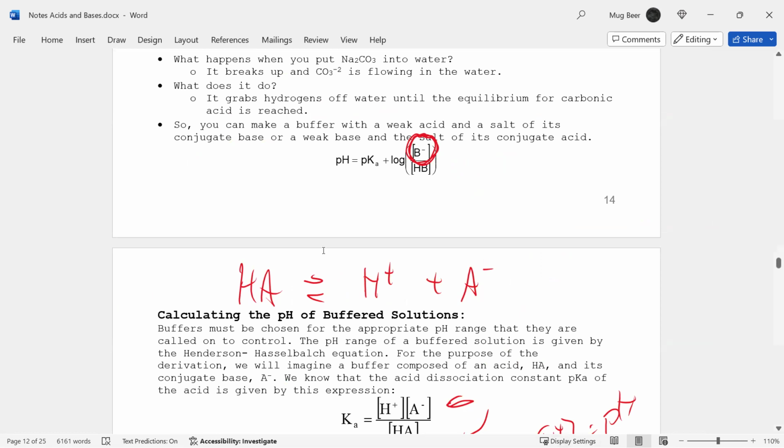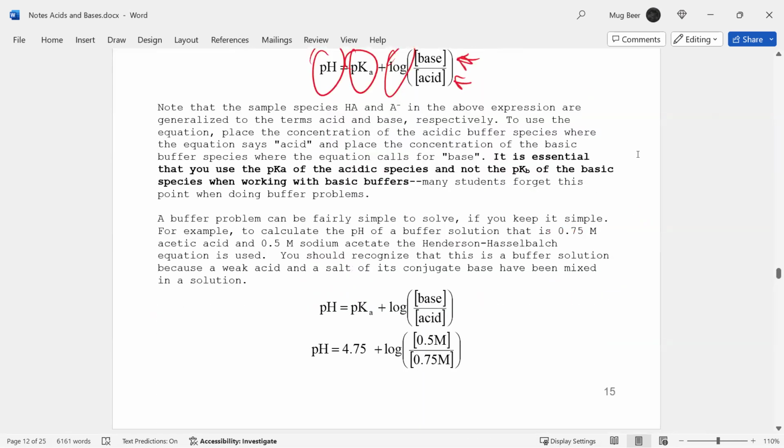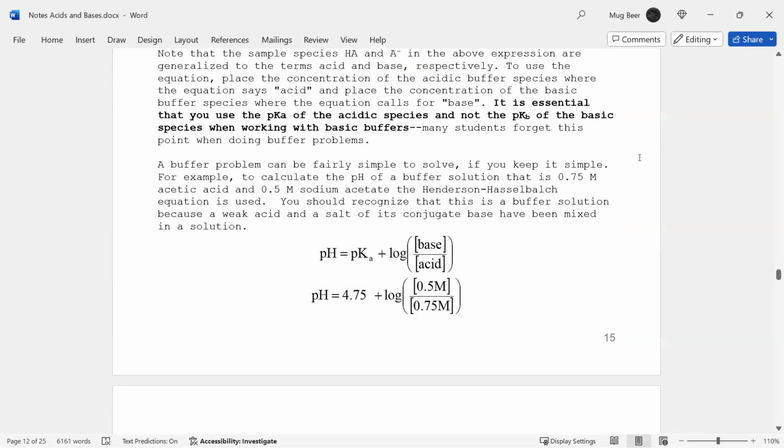So let's go to some calculations. So we'll do this first one just so we can see what the calculation looks like, and then we'll get more specific with it. So somebody's created a buffer. The buffer, I want to know what the pH of this particular buffer is. The buffer is a 0.75 molar acetic acid solution and a 0.5 molar sodium acetate solution.